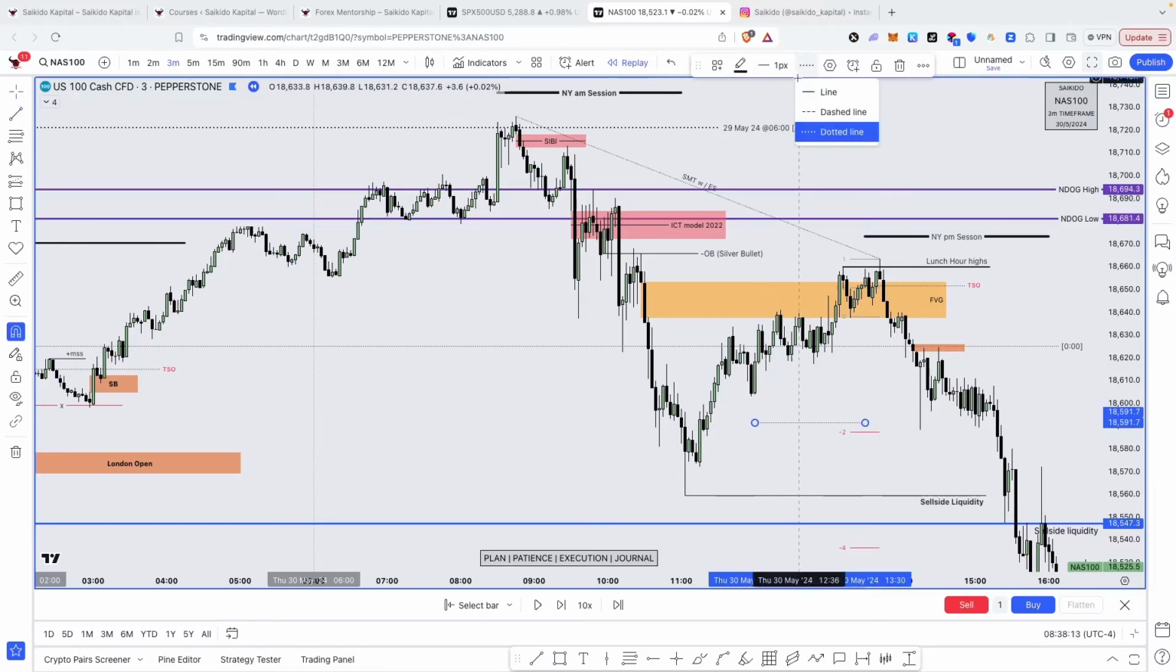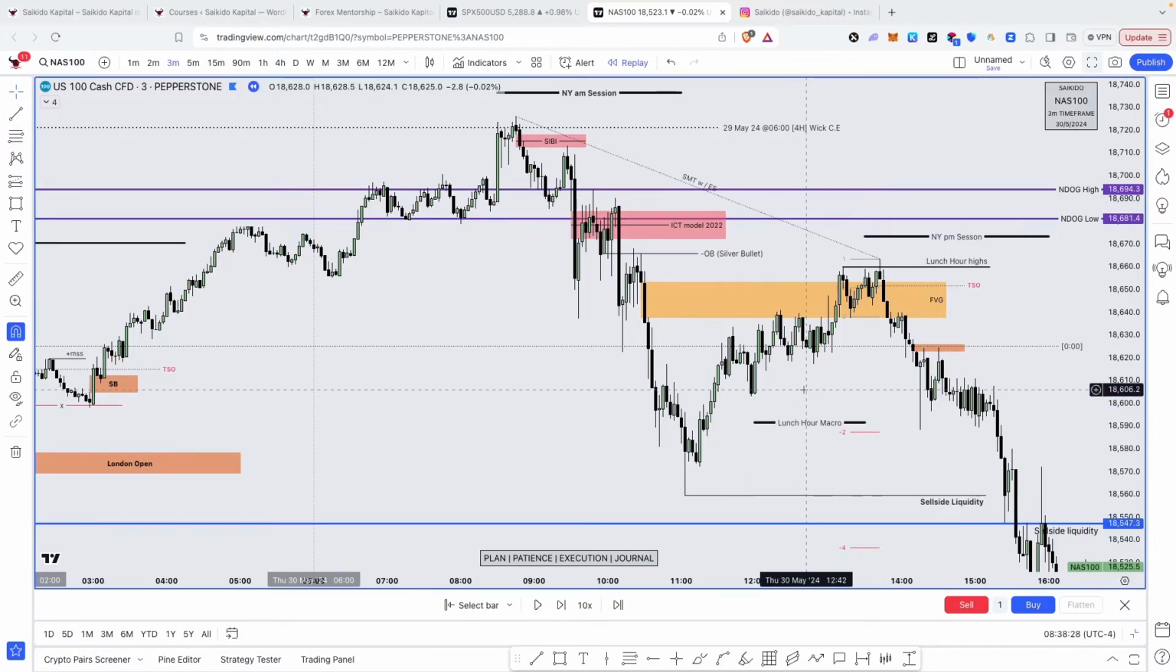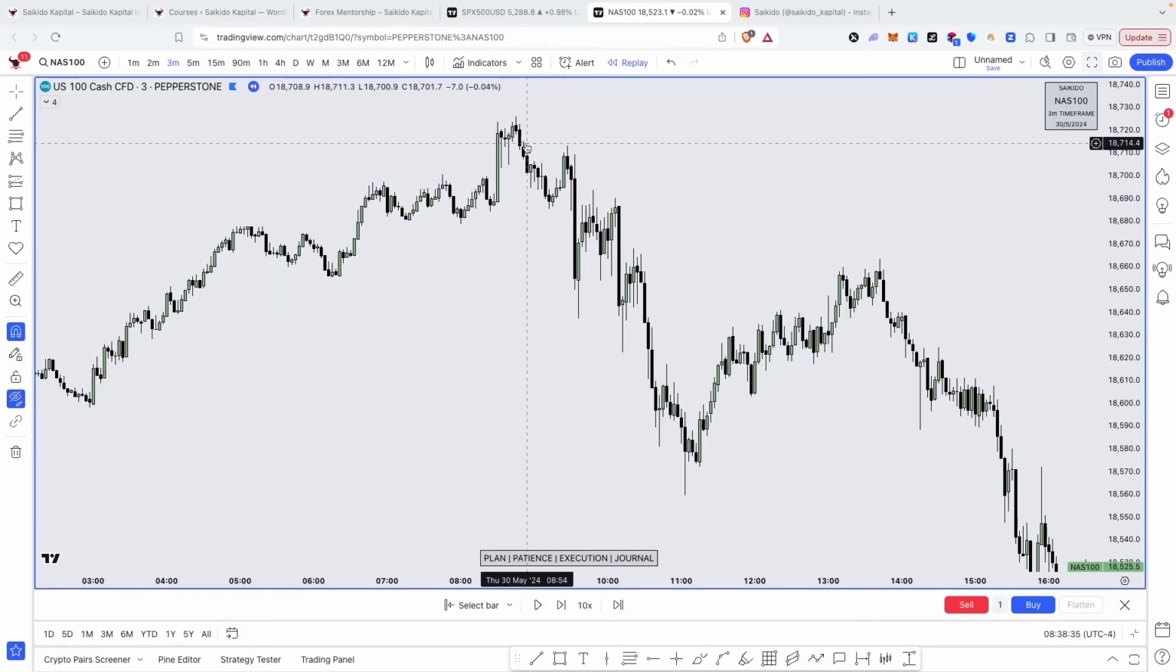This is your lunch. So the lunch hour will pretty much do exactly what happened here. The lunch hour macro runs on stops. So whoever was in profits during the AM session, which in this case was the sellers, right?